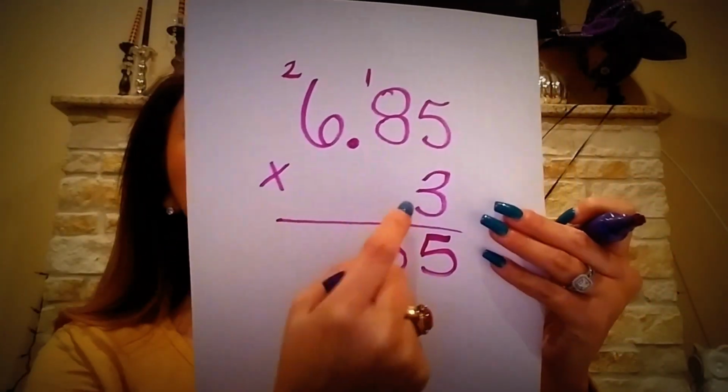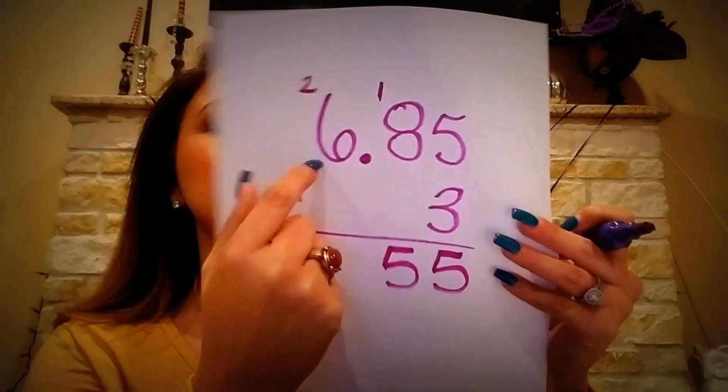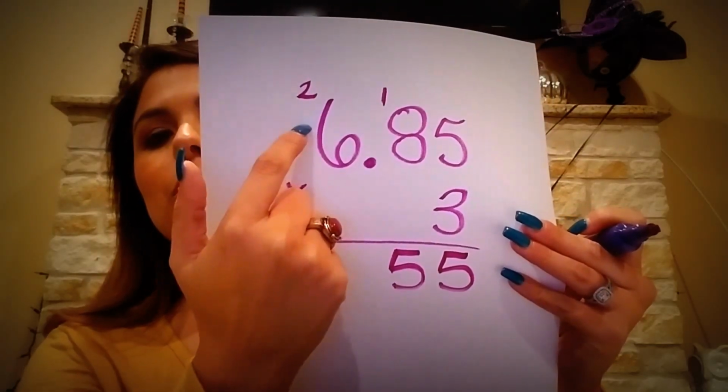Then I'm going to go ahead and move on to the 3 times 6. 3 times 6 gives me 18, plus 2 more is 20. So I can go ahead and put that down as well.